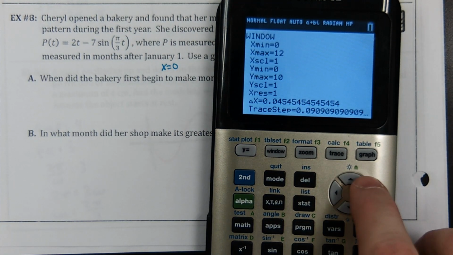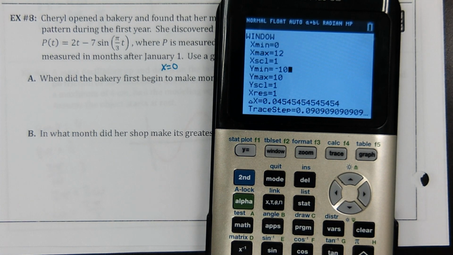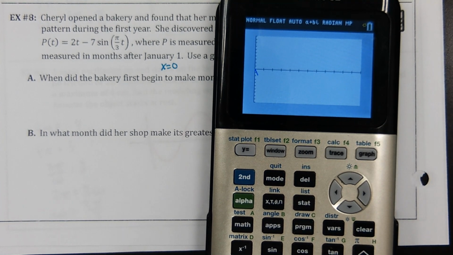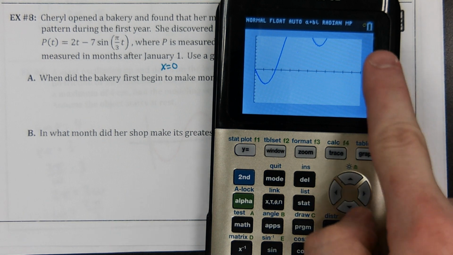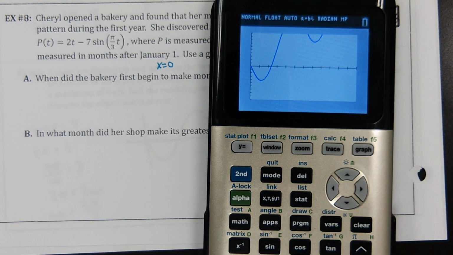Which would be negative 10. That's negative $1,000. You know, because we're counting by 100s. And what do you think our maximum could be? We could do the same thing and see what happens. Okay, let's see what happens. All right, clearly my y values didn't go up high enough. Now, just so you know, if you don't want to wait for it to finish graphing, try to shut the calculator off, it'll stop. We need more y values.